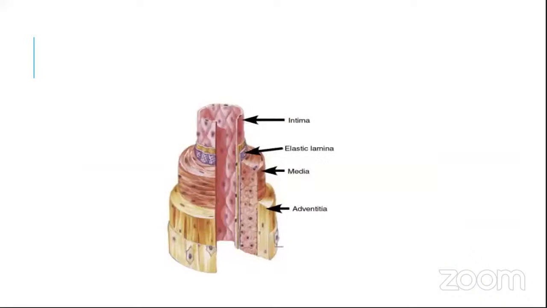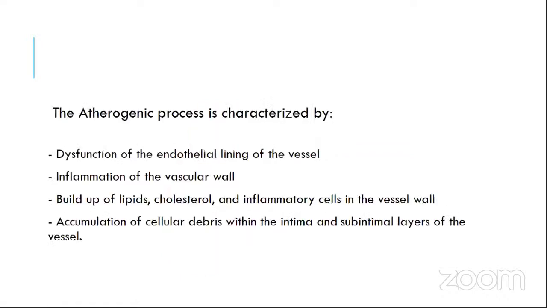Now, before we talk about pathogenesis, we'll briefly go over the histological structure of the blood vessels. We have 3 layers: the intima, which is the innermost layer, usually covered by endothelium. Then the media, mostly a muscular structure rich in smooth muscle cells, and the adventitia, which is mainly collagen fibers, collagen tissue.